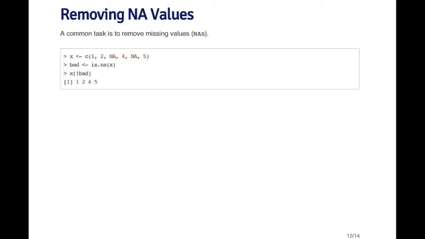So now that tells me which ones are missing, but actually I don't want the ones that are missing. I want the ones that are non-missing. So I need to take the opposite of bad, which I can do with the bang operator, or exclamation point. So now I take x, single bracket, bang bad, and that gives me the good elements, which are 1, 2, 4, and 5.